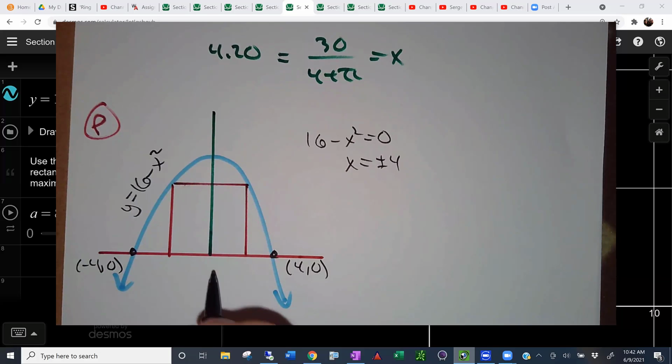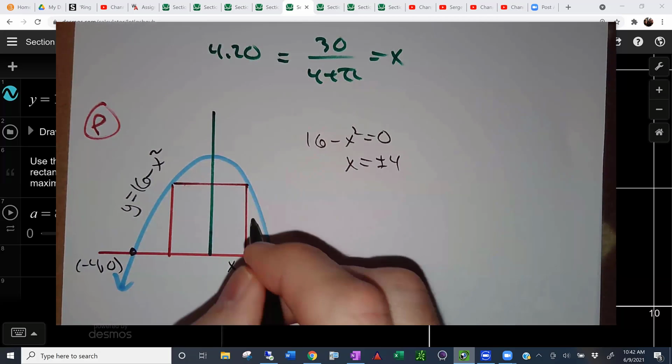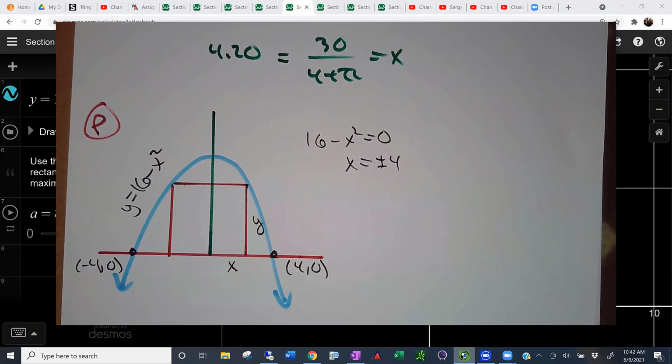Now I'm going to stick with what we did with the previous problem. I'm going to label this side x, and this side is going to be y. So x and y. Overall, my goal is to try and maximize the area.